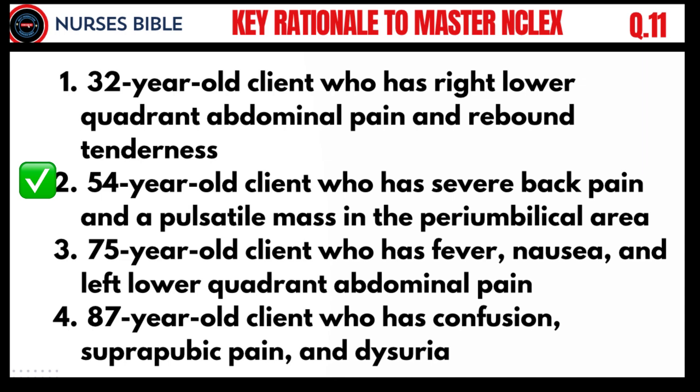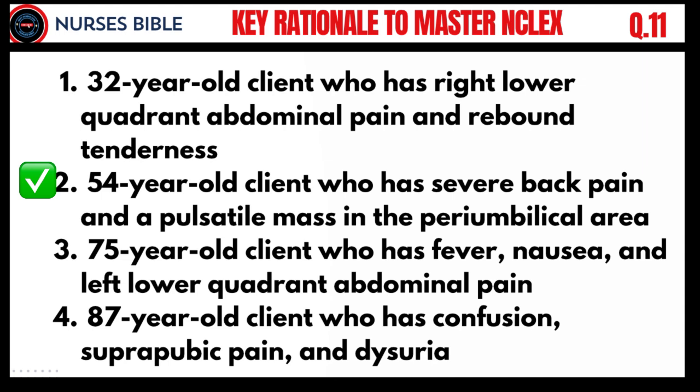But let's look at option 3 and 4 too. So option 3 is the 74-year-old client who has fever, nausea, and left lower quadrant abdominal pain. This is going to be associated usually with diverticulitis. Definitely you're going to need some care, some antibiotics, some fluids, but not as high of a priority.